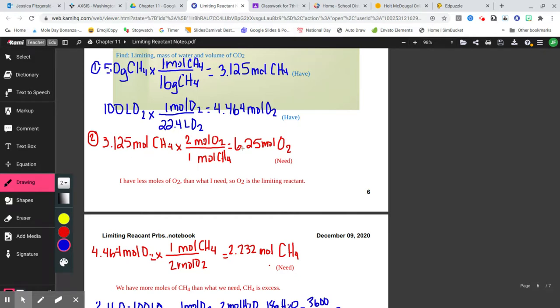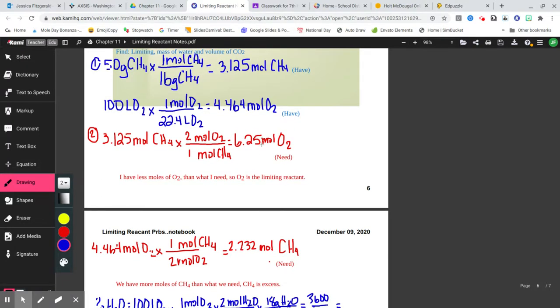So since we have 4.46 moles of oxygen and we need 6.25, we have less than what we need. So that's why oxygen is considered to be the limiting reactant. When we converted and compared our methane, we have 3.125 moles of methane. We need 2.23 moles of methane. So we have more than what we need, and that's why that one is considered to be in excess.